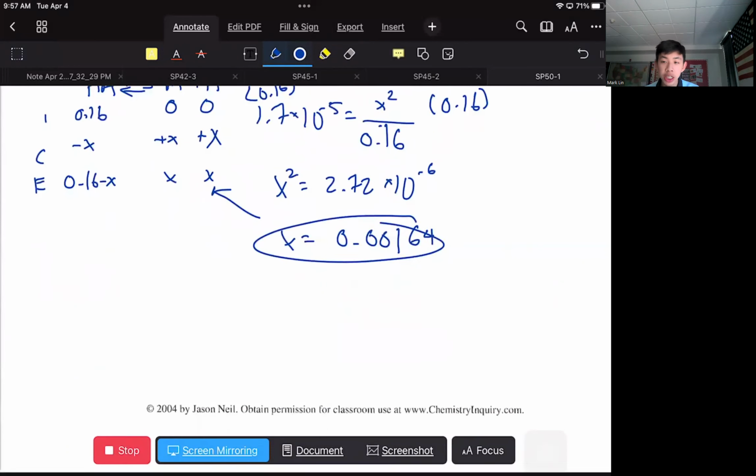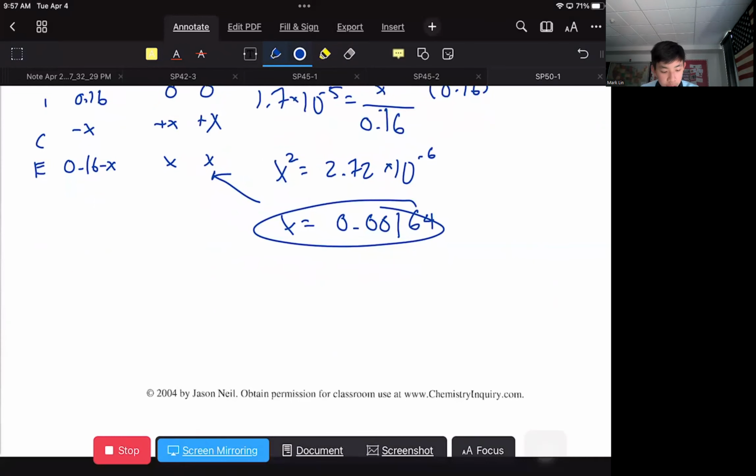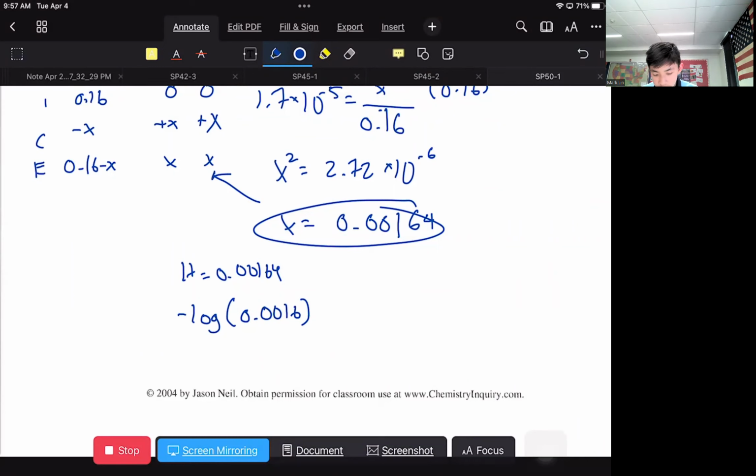You plug this back into your H because hydrogen is used to find pH. It's like H, pH, same thing. So since your H is equal to 0.00164, you do the negative log of 0.00164, and then you're going to get 2.78.